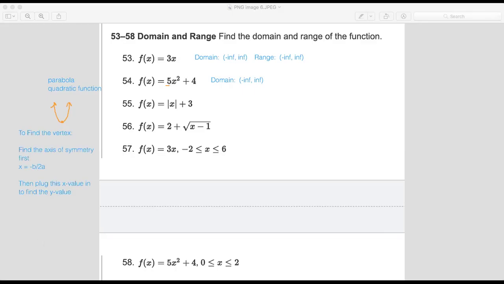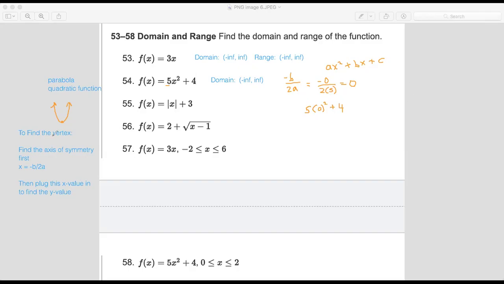So like I said, this is a more simple one, so this could be done mentally, but to show the steps you would do, it's negative b over 2a. There is no b. You know how there's ax squared plus bx plus c. There's no b, so that's 0. So negative b over 2a comes out to minus 0 over 2 times 5, which is just 0. And you would plug 0 back into the function. So you do 5 times 0 squared plus 4, and it's 4.